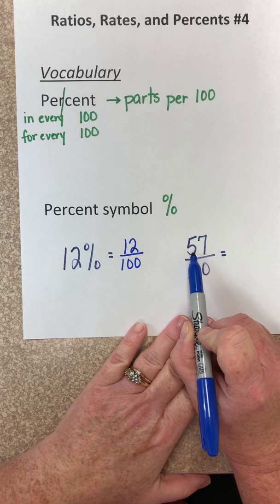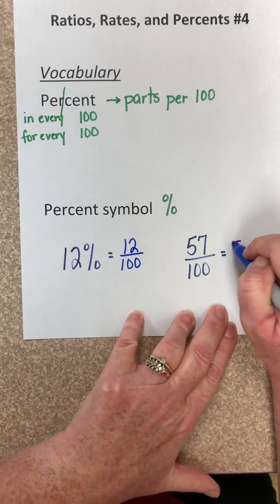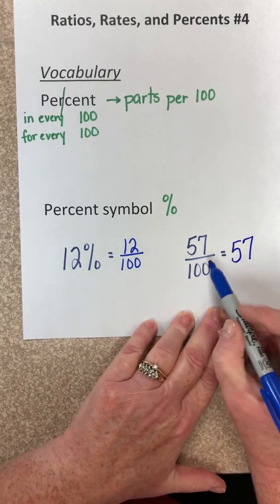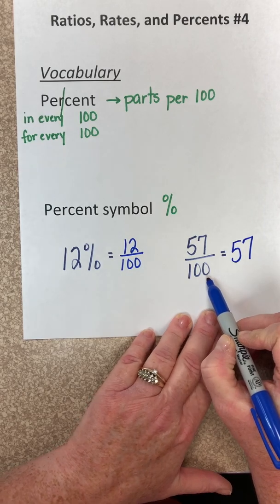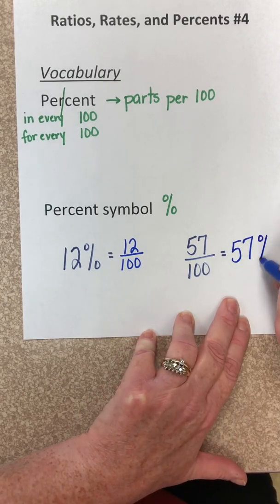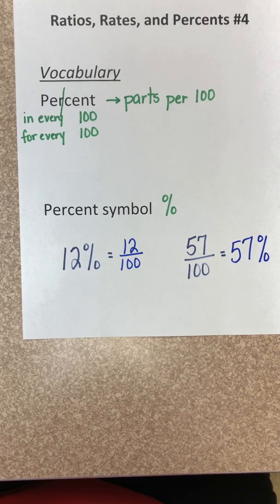All I do is I read off 57, take off the fraction bar and the 100 and add the percent symbol. And that is it. Very, very simple. All right, let's look at a couple examples.